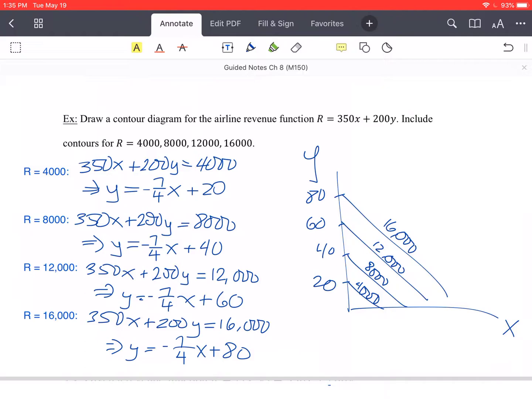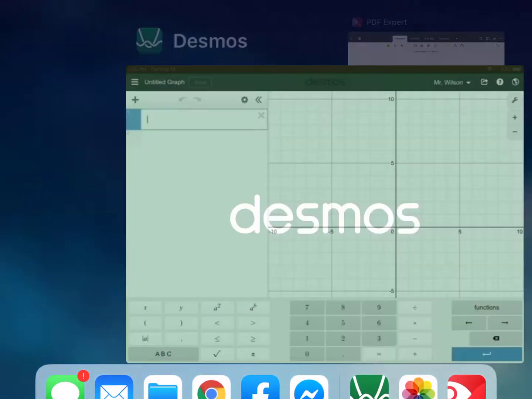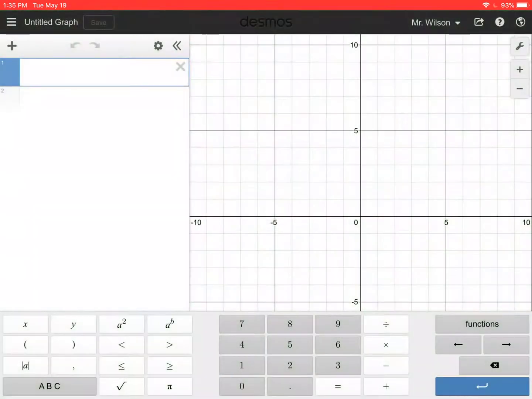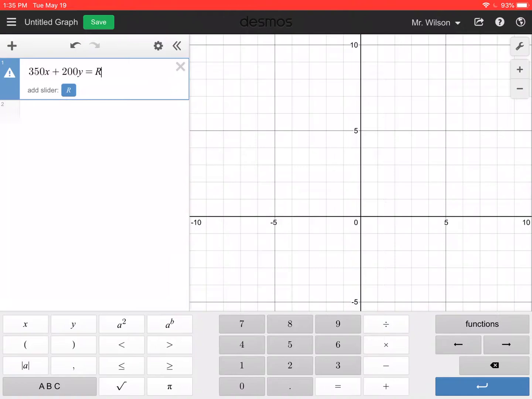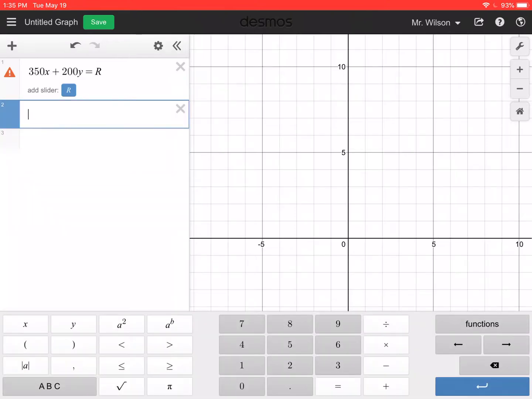Okay. So I do want to show you guys how we can do this on Desmos, and then I'm going to give you a better visual here. So let's switch over. To set up the contours, we're going to go ahead and punch in the equation: 350x plus 200y equals whatever variable you want. In this case it was capital R. Now, it'll ask you if you want to add a slider for R. We don't want to add a slider in this case. We actually want to pick specific values of R.